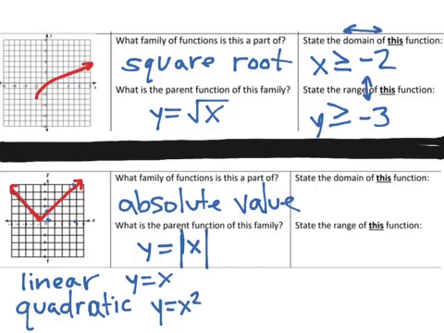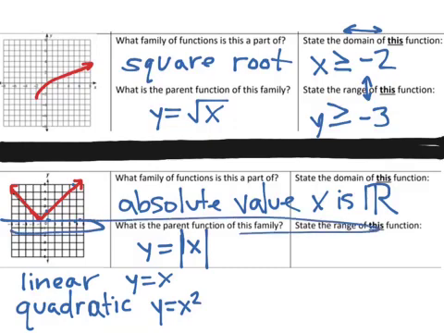So the domain of this is going to be x is all real numbers. And we talked about this symbol in the last video. It's just an R with an extra line down the left side. And that means all real numbers, all of these numbers as far as you can go out and as far left as you can go out, those would be part of the domain.